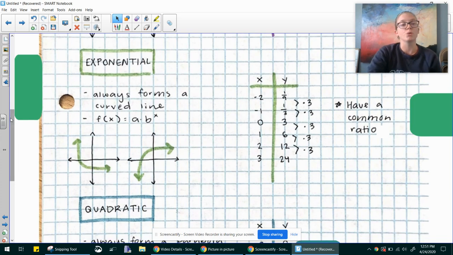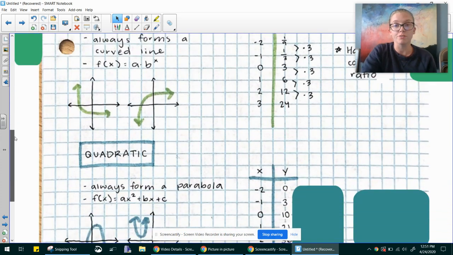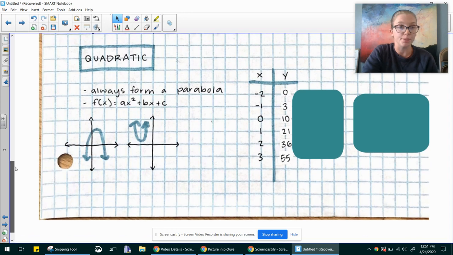Finally, we're going to move on to quadratic functions, which were the last of our three major kinds of functions that we learned about this year. Quadratic functions always form a parabola. A parabola is a U shape, whether it's facing up or facing down. The standard form of a quadratic function is f of x equals ax squared plus bx plus c.